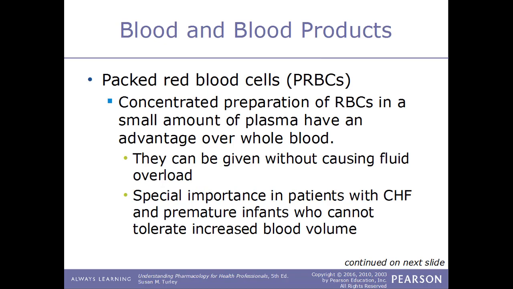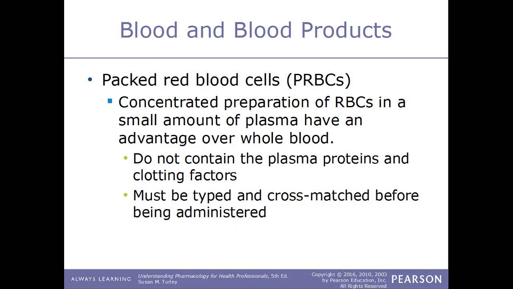All right, now we'll talk about packed red blood cells, or PRBCs. This is a concentrated preparation of red blood cells in a small amount of plasma that have an advantage over whole blood. These can be given without causing fluid overload to a patient. This is of special importance to patients with congestive heart failure and also premature infants who cannot tolerate any increase in blood volume. Now, the downside about packed red blood cells is they do not contain plasma proteins or any clotting factor. But just like with whole blood, they must be typed and cross-matched before being administered to a patient.